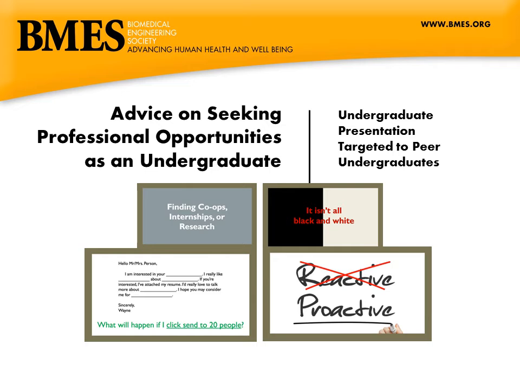Another event that we have is focused on helping the students seek professional opportunities as an undergraduate. We're trying to help students find co-op, internship, and research opportunities. At the event, we talked to the students about being proactive instead of reactive when looking for a job. We really want them to be positive and reach out to as many companies as they can. We also recommend that students who don't have the highest GPA spend less time avoiding the companies that they believe they will not get a job with, and just apply to them.